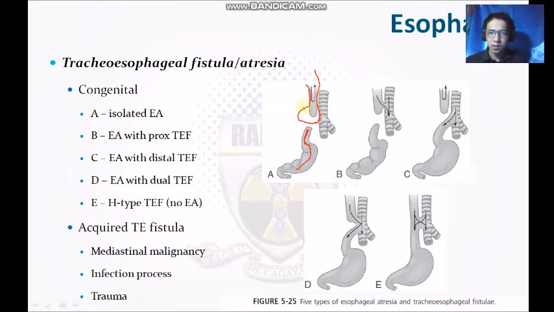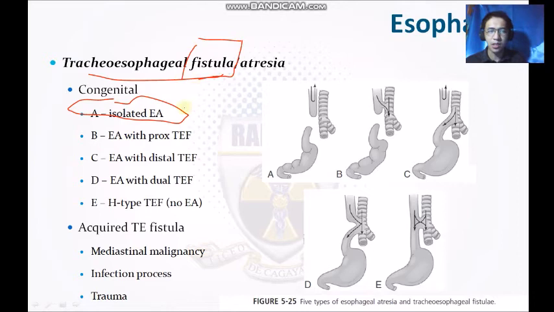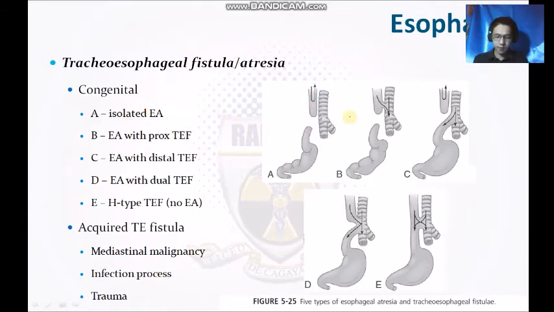Okay? So, again, this is kanisha an isolated EA. So, what do you mean by isolated EA? That means there is no TEF, there is no fistula, there is no abnormal connection. So, it's only an EA. It's only an esophageal atresia. That's why it is isolated. So, that means the proximal esophagus is not connected with the distal esophagus.